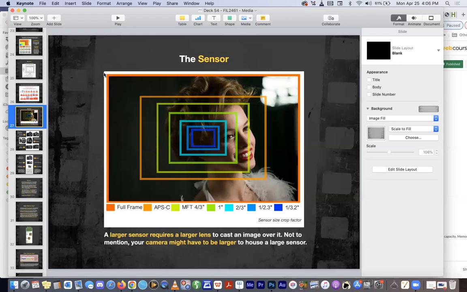In terms of an illustration graphic, it requires a great deal of explanation, but it's just giving you a sense of the comparative size differences of Micro Four Thirds, for instance, versus full frame versus your cell phone. Okay.